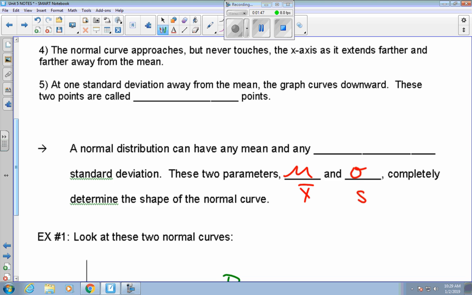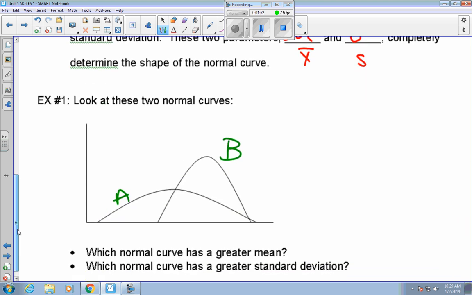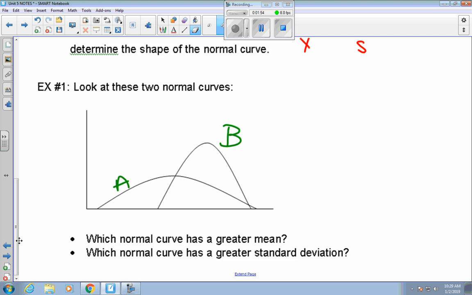And they determine the shape of the normal curve. Now I have an A and a B up here. What I want to do is change the color. So we're going to call this one A, and we'll call this one B. Those are your 2 normal curves. They have a mean, they have a standard deviation, and then they're distributed. The mean of A would approximately be right here.